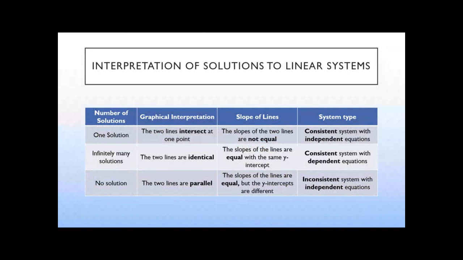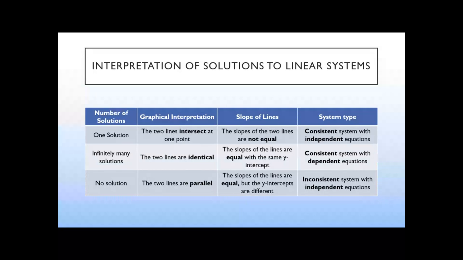So how do we interpret these solutions, and specifically for linear systems where we have lines? So we've just seen two examples where we got one solution. And if you were to graph these lines, that's the intersection point. They intersect at one single point. Now, in order for two lines to intersect, their slopes cannot be the same. So the slopes are not equal. And then we have a specific term for if you have one solution. We call it a consistent system with independent equations. So the equations are independent, meaning they're not the same, and it's consistent because there's a solution.